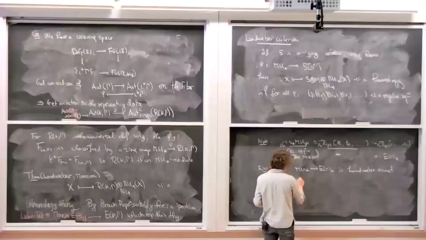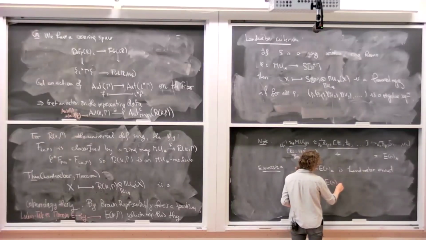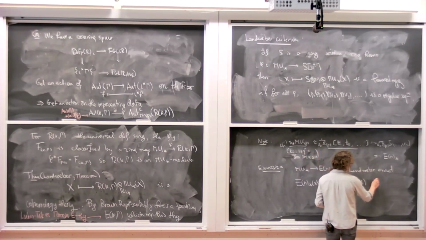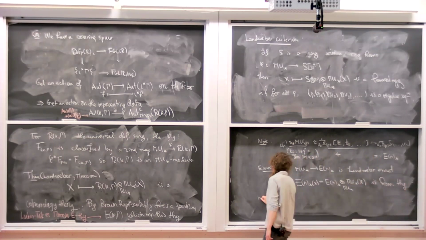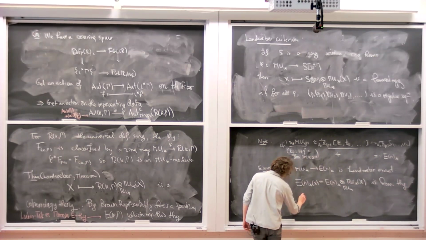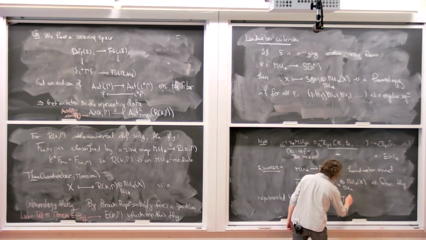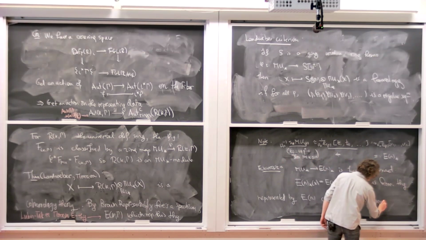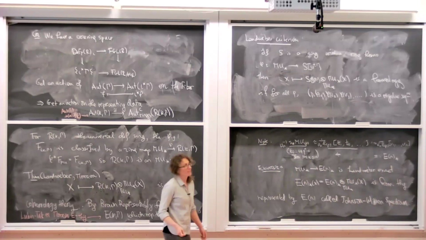And so En star of x, my base change, is a homology theory. And this is represented by a spectrum En called the Johnson-Wilson spectra.